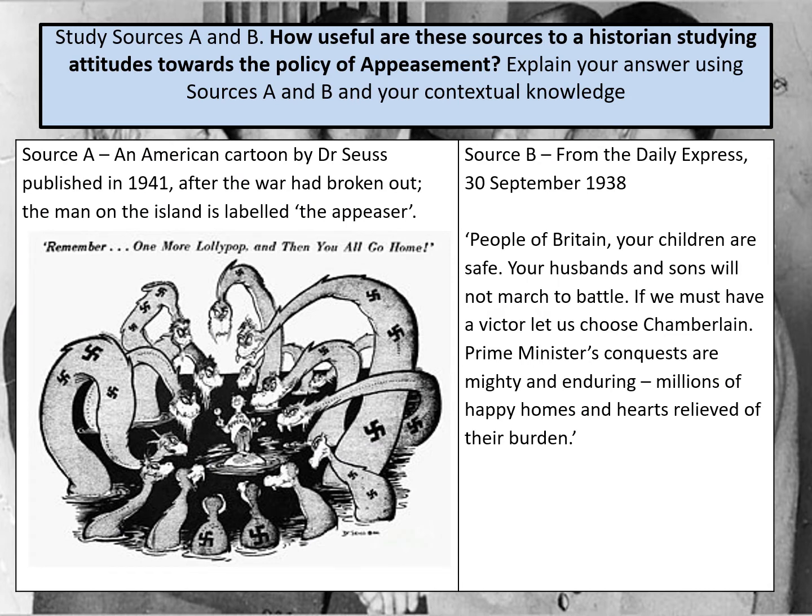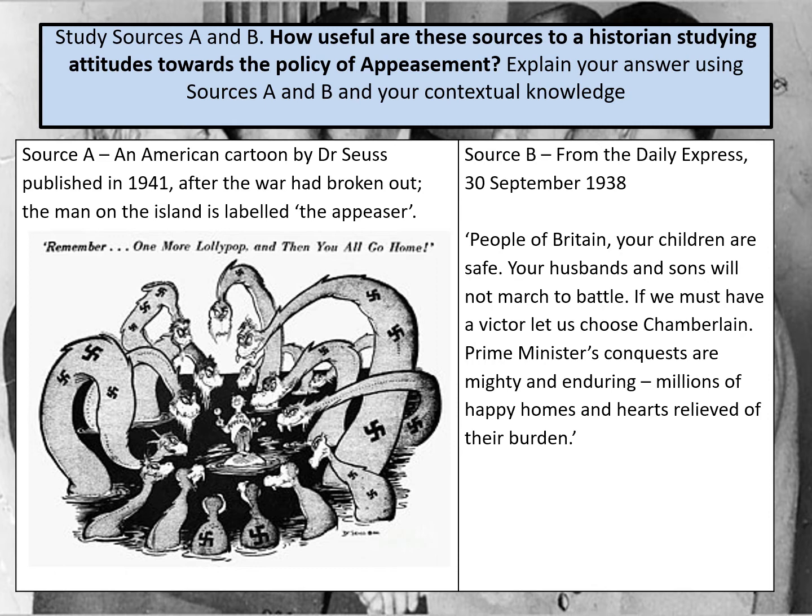So this is the one that I want you to tackle. So there's two sources here, just like the ones that I've just looked at and gone through with you, and I want you to have a go at this on your own. So this time the focus is on appeasement. So study sources A and B. How useful are these sources to a historian studying attitudes towards the policy of appeasement? So what do people think of appeasement? Explain your answer using sources A and B and your contextual knowledge.